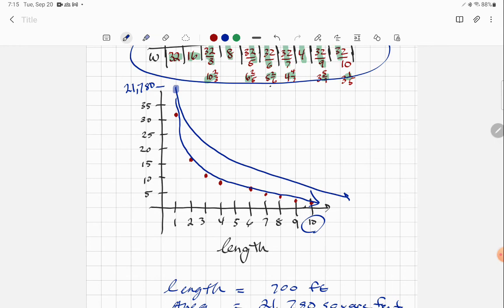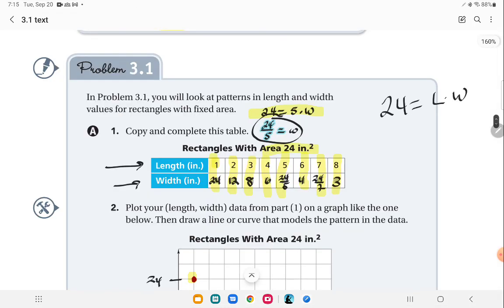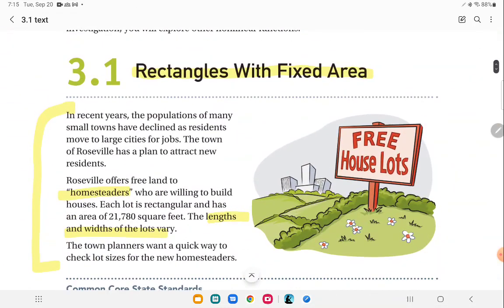And remember, what we're doing, we're learning this language that is mathematics. This language is all about patterns, is all about change and understanding those patterns and change so that we can better speak and understand this language. Okay, that's all that I had for this particular section. And this was from 3.1, Rectangles with Fixed Area.